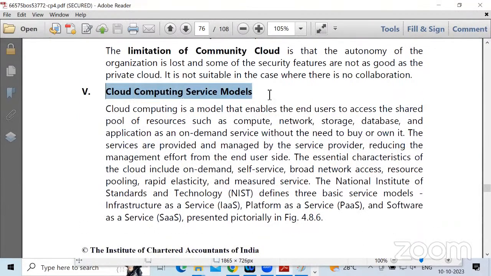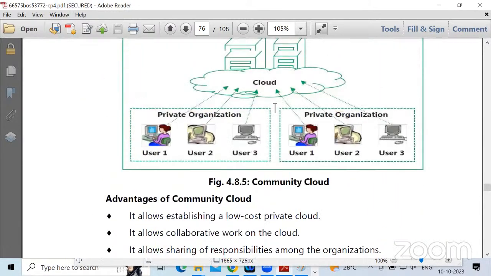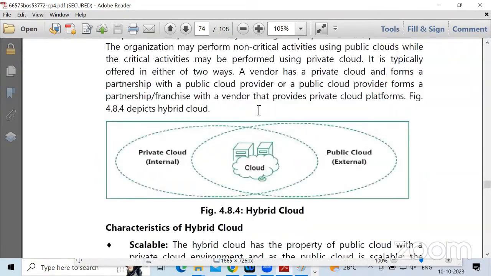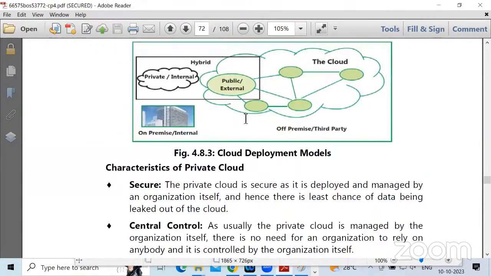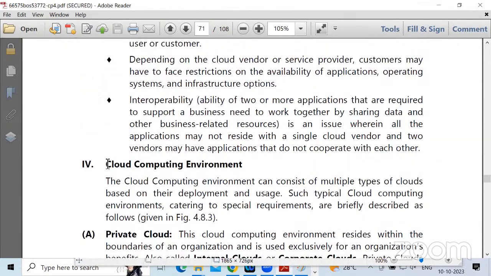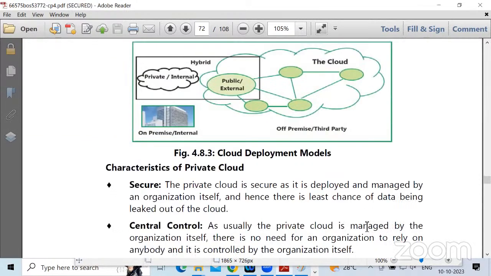Now, this is also important. As I said, cloud computing service models. So you have to be careful in answering the questions. If they ask the question about cloud computing service models, you remember this word service: IaaS, infrastructure as a service, PaaS, platform as a service, SaaS, software as a service. You remember that service. This is cloud computing service models, whereas this is cloud computing environment. So you have to answer accordingly.